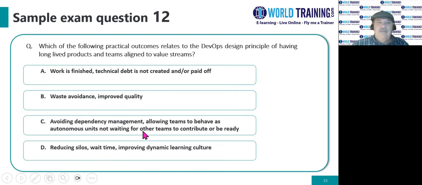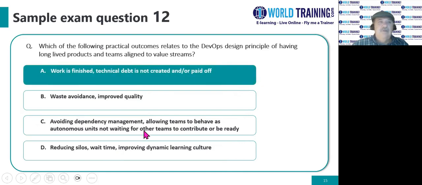But I think C is a more direct answer. No, okay. When work is finished and not traded or paid off. I got that wrong. So, I'll be honest, you're going to have to remember that one. I would go back and look at the slides. I probably would have got that wrong. I think C and D are not a bad answer.